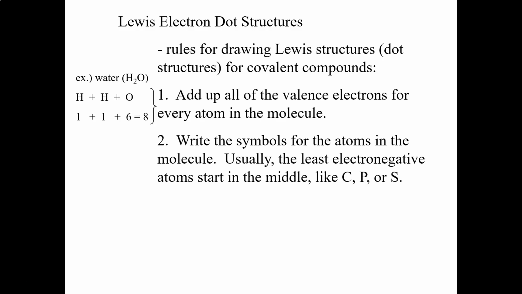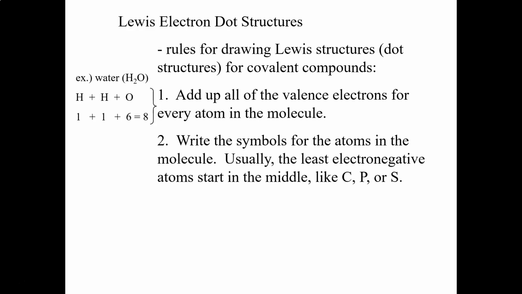And the way the trend works is, if you're looking at the periodic table, electronegativity increases as you get closer and closer to fluorine in the upper right-hand corner. So it increases as you go across from left to right, and it increases as you go from bottom to top.